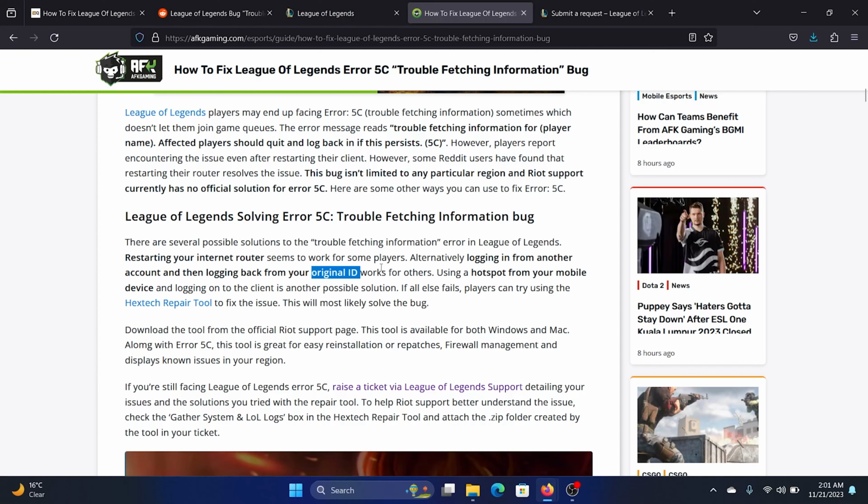The third option is that if the issue is with the router, then at least for the logging in part, not for playing the game, only for the part where you log in, use the hotspot on your mobile device and then shift to the Wi Fi again.